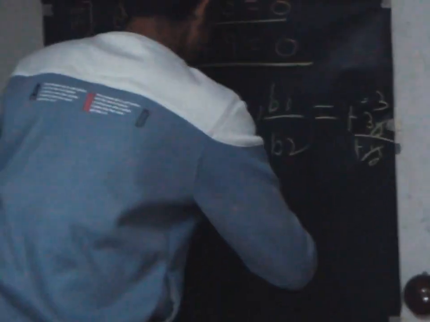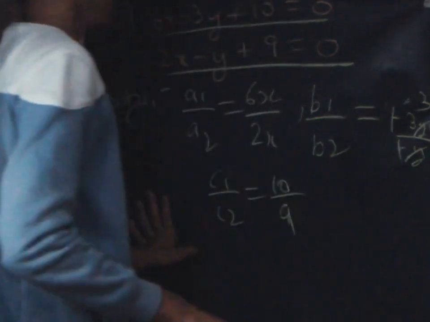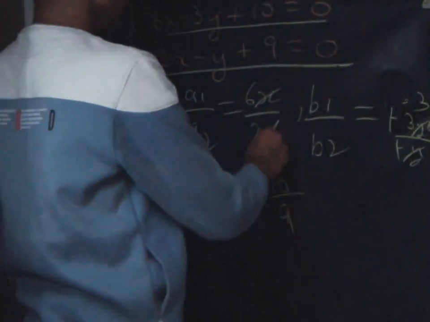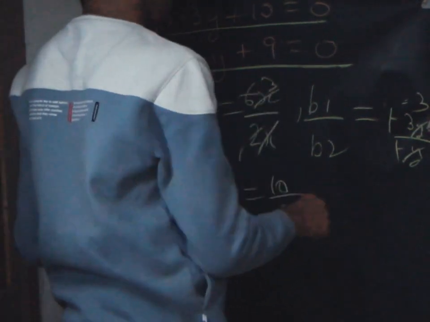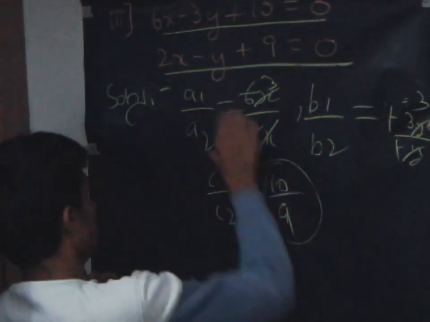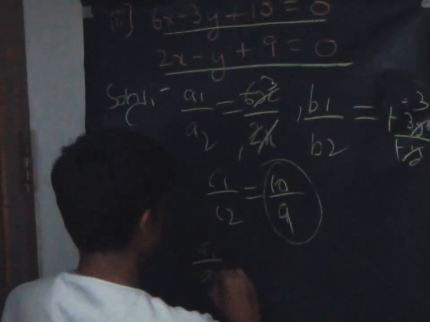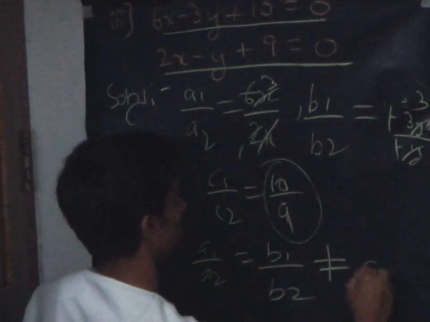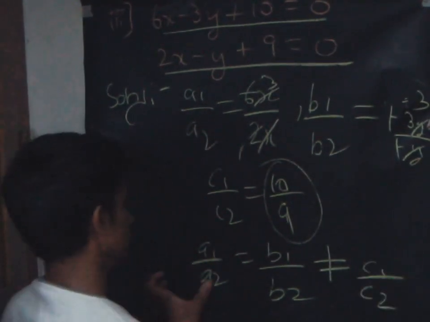Okay, it will be 10 by 9, 10 by 9. So x cancels, 2 1s are 2, 3 1s are 3, here also 3, here also 10 by 9. Here we can compute that a1 by a2 is equal to b1 by b2, and it's not equal to c1 by c2. This is the equation for parallel lines.